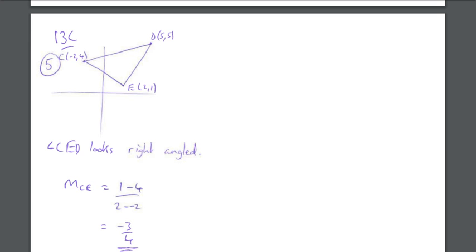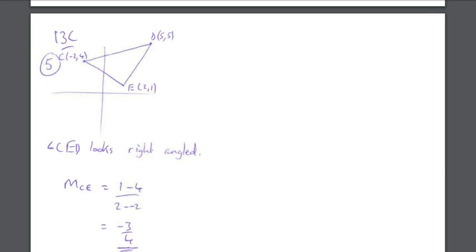Hi guys, higher maths, the straight line exercise 13C, question 5. Make a sketch showing the points C, D, and E. There's my sketch. Show that CDE is a right angled triangle. So trying to show that this triangle is right angled.